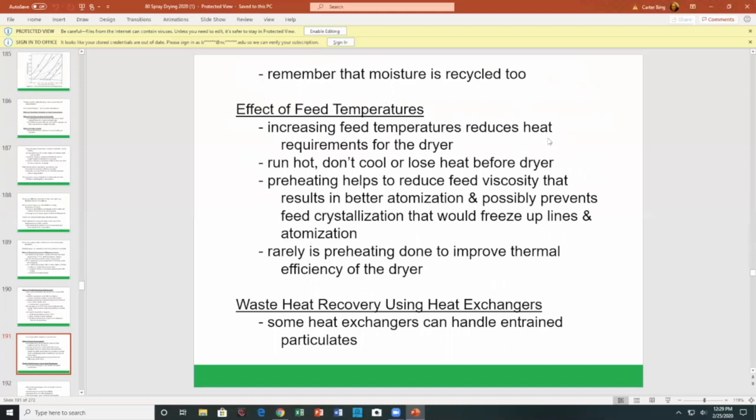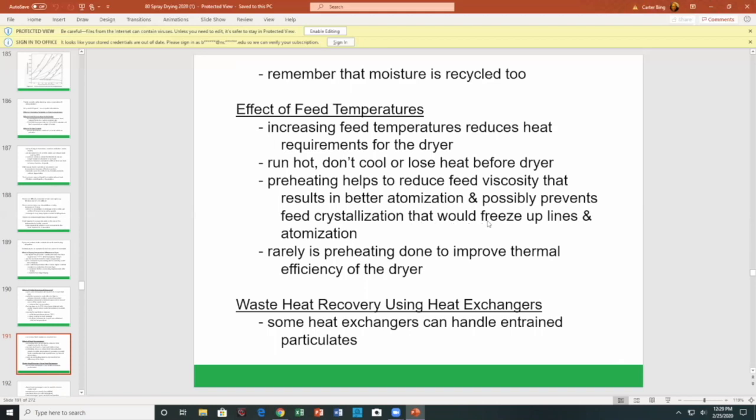Effective feed temperatures. Increasing the feed temperature reduces the heat requirements. So you run hot. Basically, that's pretty simple. Run hot. Don't cool. Don't lose heat before the dryer. You might try insulation there. Preheating helps. By the way, generally speaking, thermal insulation is put on for safety reasons, usually, and then you have energy savings. Preheating helps to reduce feed viscosity, which results in better atomization, and possibly prevents feed crystallization. Yeah, that's in the realm of likelihood.